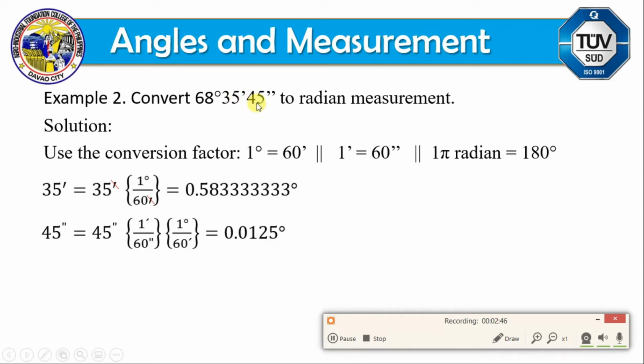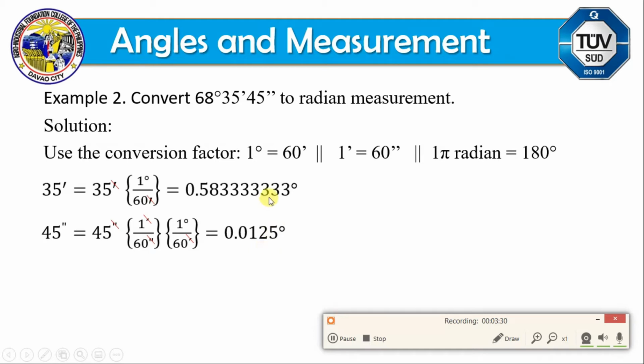Now, for the second one, having converted 35 minutes into degrees, this is the 45 seconds. For 45 seconds, we have two conversion factors to use. The 1 minute is to 60 seconds, so the seconds cancel out. Then this 1 degree, 60 minutes, so the minutes cancel out. The only remaining unit will be degrees. So 45 times 1 times 1 divided by 60, then divided by 60 again. We get that 45 seconds is equal to 0.0125 degrees.